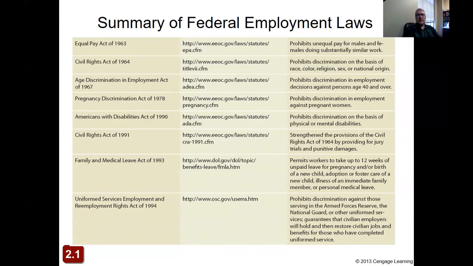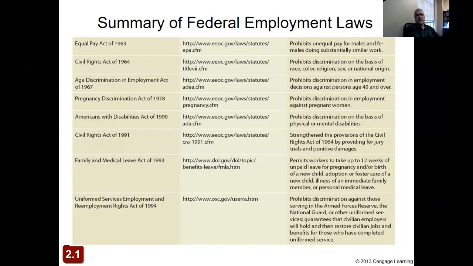prohibits unequal pay for males and females doing substantially similar work. The Civil Rights Act of 1964 is another milestone law, especially Title VII, which prohibits discrimination on the basis of race, color, religion, sex, or national origin. These are some fundamental employment laws related to human resource management.